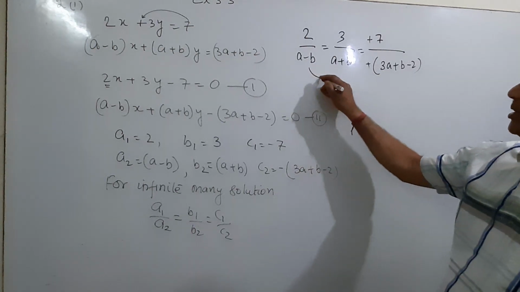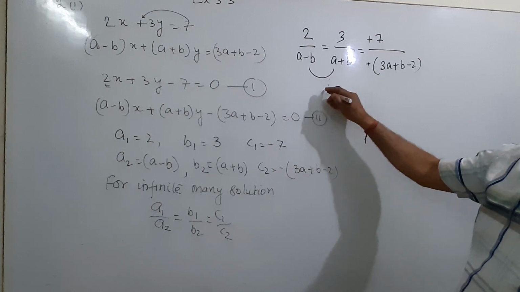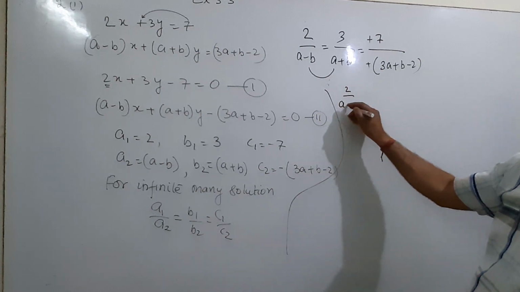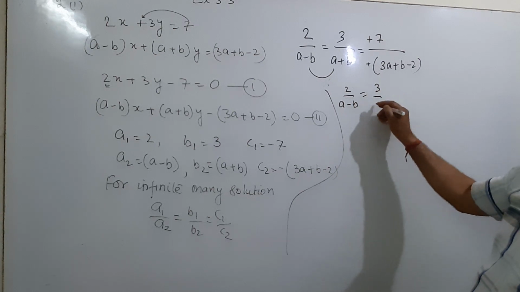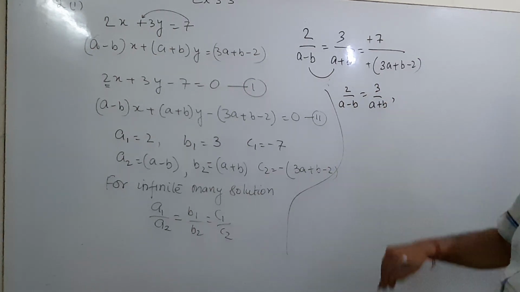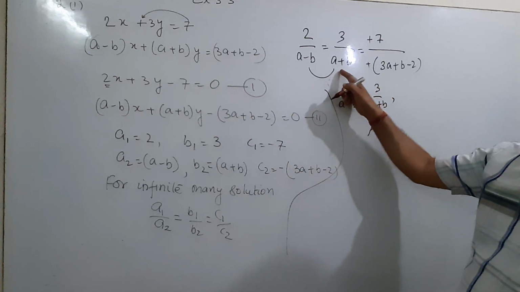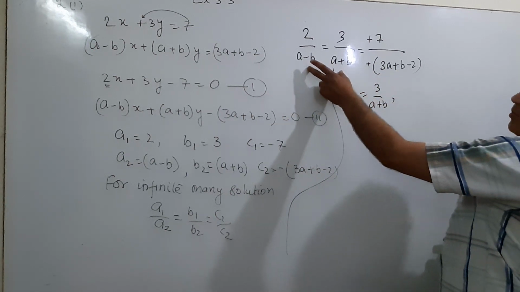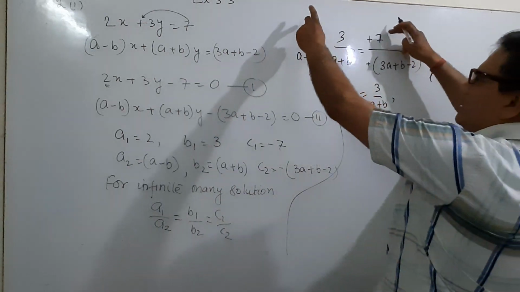Then we have to compare the first with this one. We can write 2 upon a minus b equal to 3 upon a plus b. This equals this, or this equals this. It means they are equal to each other.